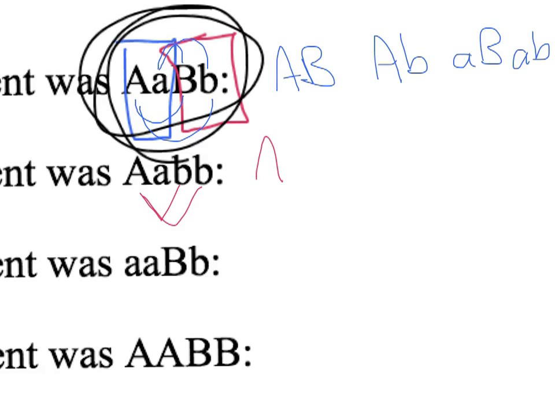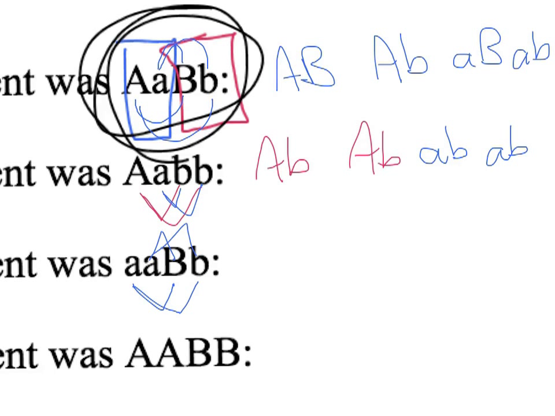So I would have capital A with each of those lowercase b's. And I also have a lowercase a and those 2 lowercase b's. So it'd be A with a little b, A with a little b to get my combinations. Okay, same kind of thing here. So lowercase a with big B, little a with little b, little a with big B, little a with little b.